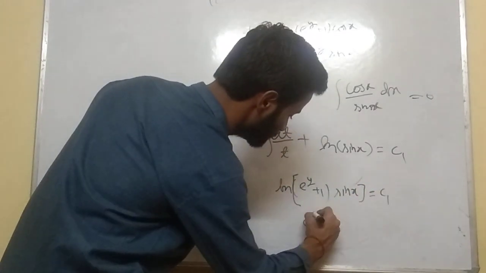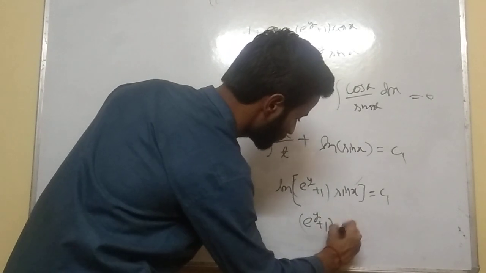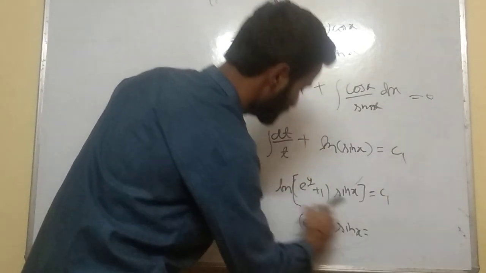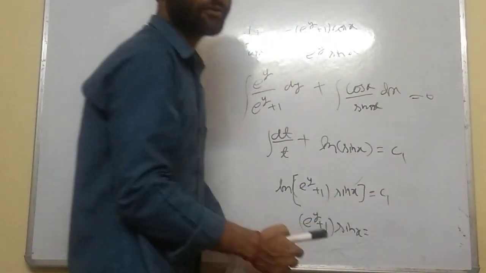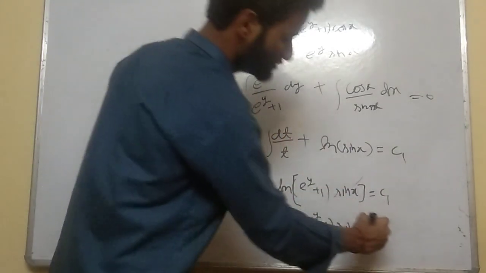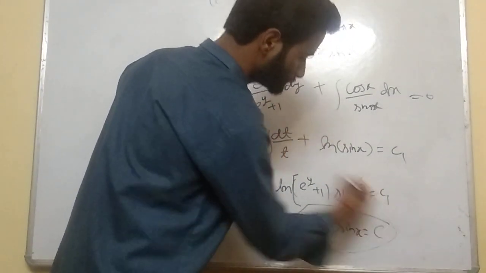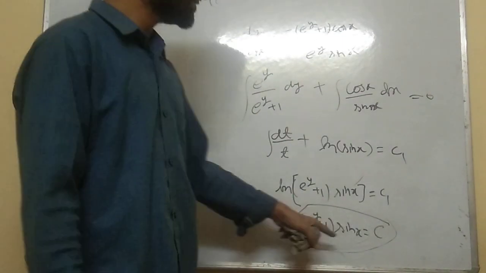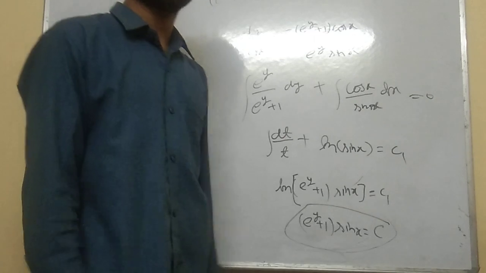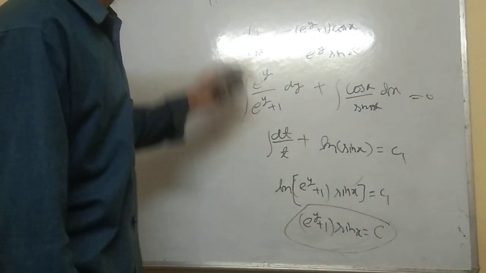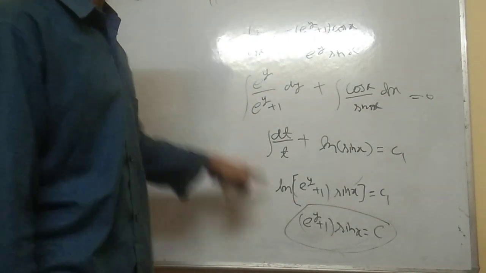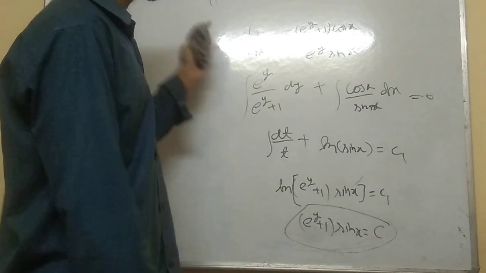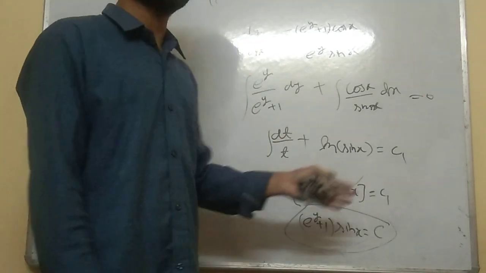So this will become (e to the power y plus 1) sin x is equal to e to the power c1, and we are going to give the new name c. So this is the answer of this differential equation. If any condition is given, you can apply the condition, and that will be the answer. So this is the question and this is the answer, and I hope you are getting all the points of how I am proceeding to solve this problem.